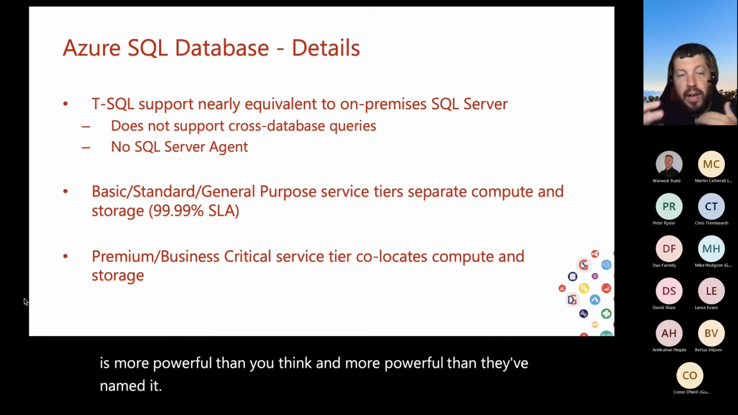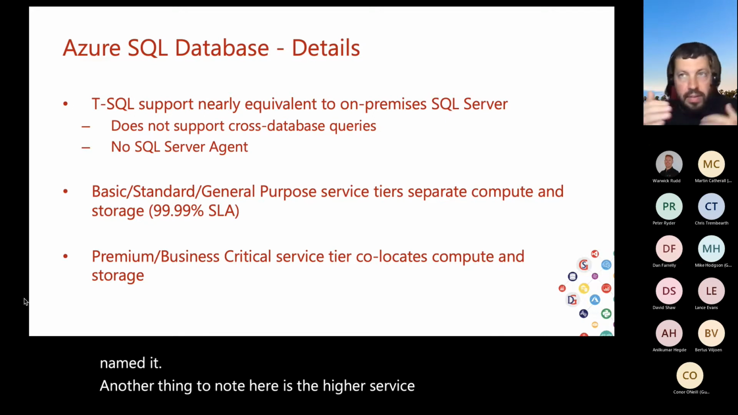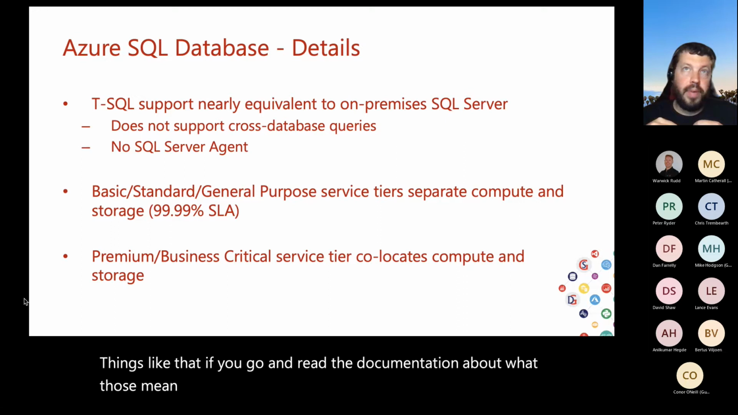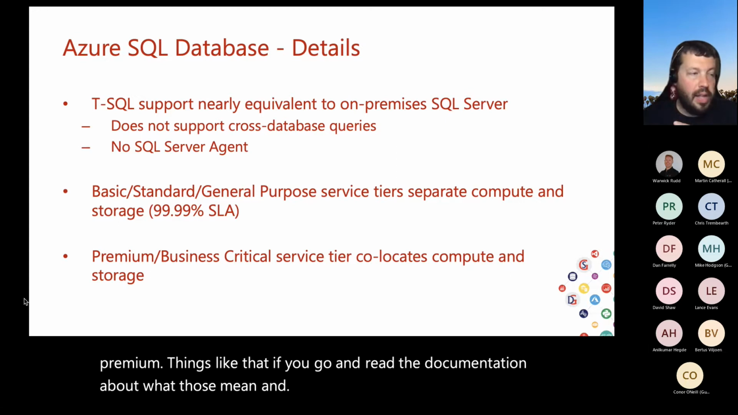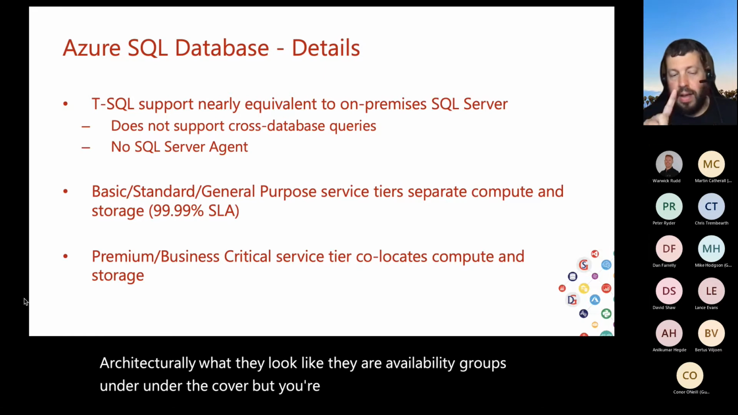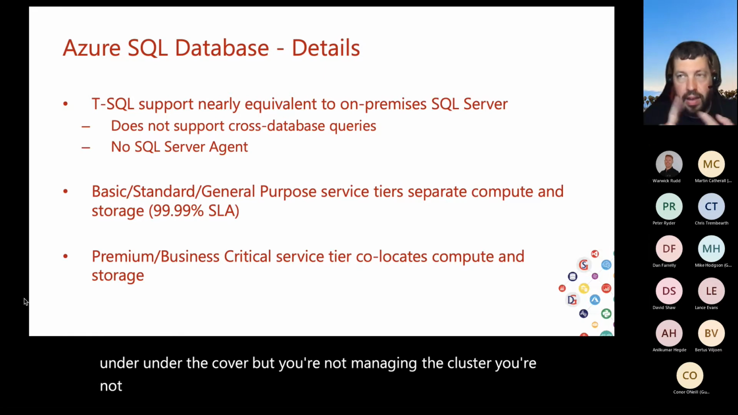Another thing to note here is the higher service tiers, Business Critical, Premium, things like that. If you read the documentation about what those mean and architecturally what they look like, they are availability groups under the covers, but you're not managing the cluster. You're not managing the networking. It's all taken care of for you.